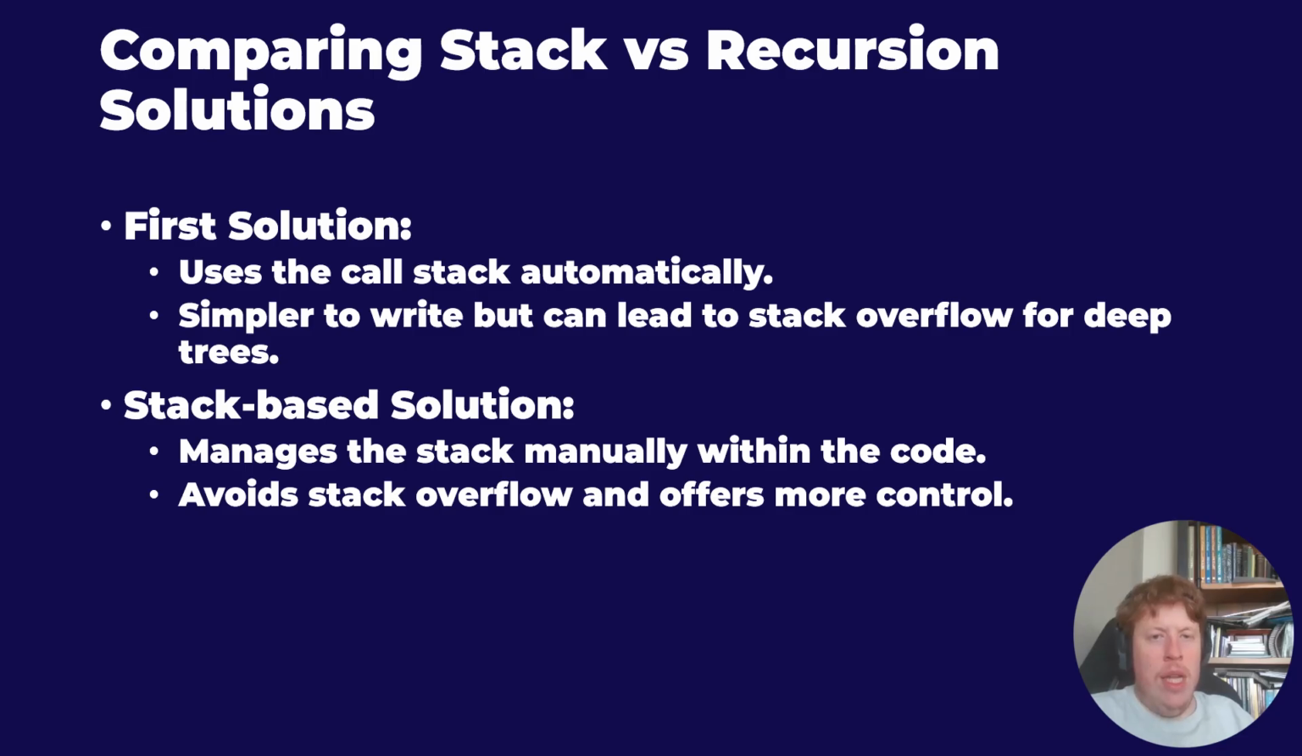Let's take a closer look at the differences between the stack-based solution and the first solution we covered. The first solution uses the call stack automatically by repeatedly using the hasPathSum function, which makes the code simpler to write. However, this approach can lead to stack overflow errors when dealing with very deep trees. On the other hand, the stack-based solution avoids these issues by managing the stack explicitly in the code. This provides more control over the process and is better suited for cases where the tree depth might exceed system limits. Both methods have their strengths, but understanding when to use each one is key to writing effective code.